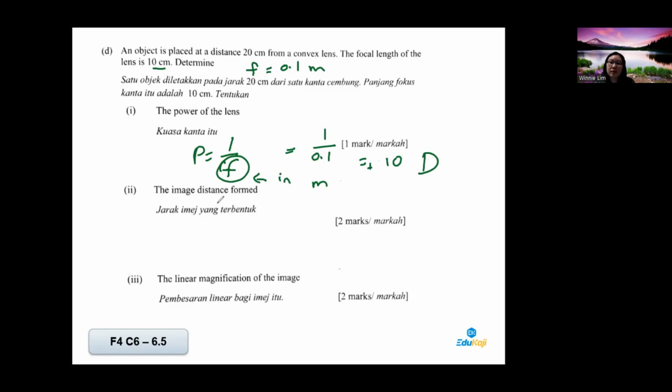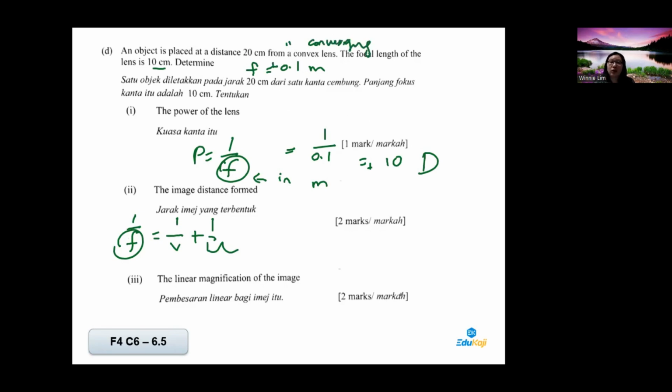Then the image distance, V. For the image distance, you need to use the lens formula. When you use the lens formula or the power formula, you need to be alert about the focal length also. A convex lens is also called a converging lens, therefore your focal length is positive.